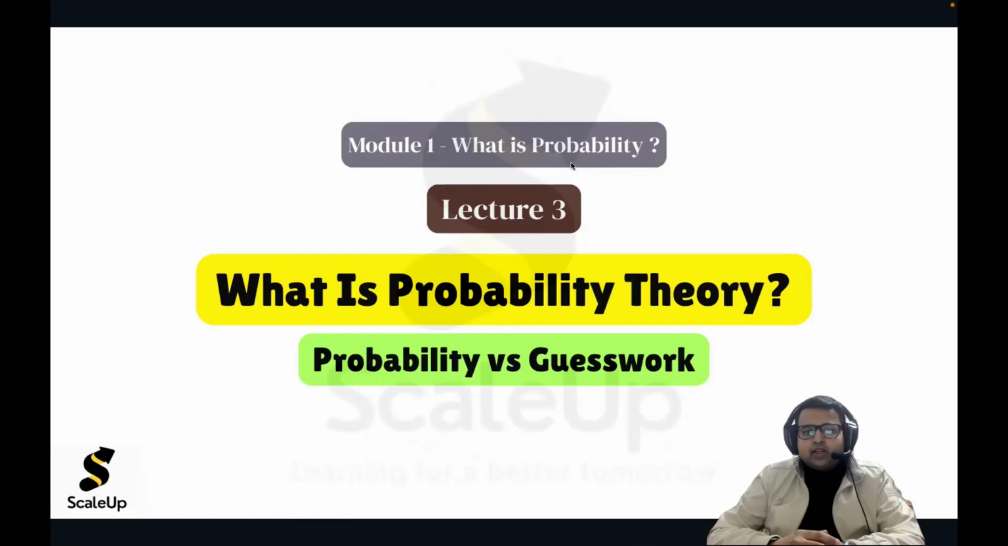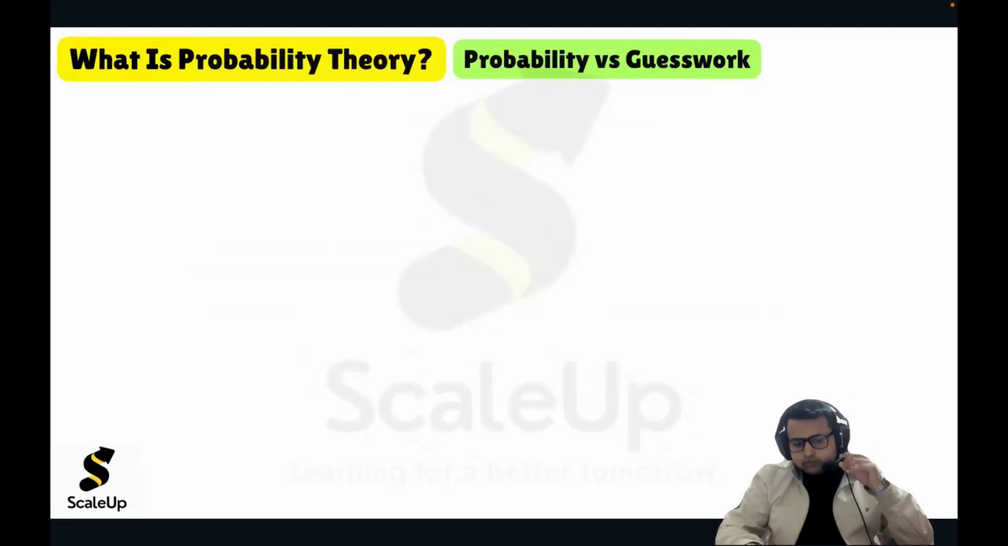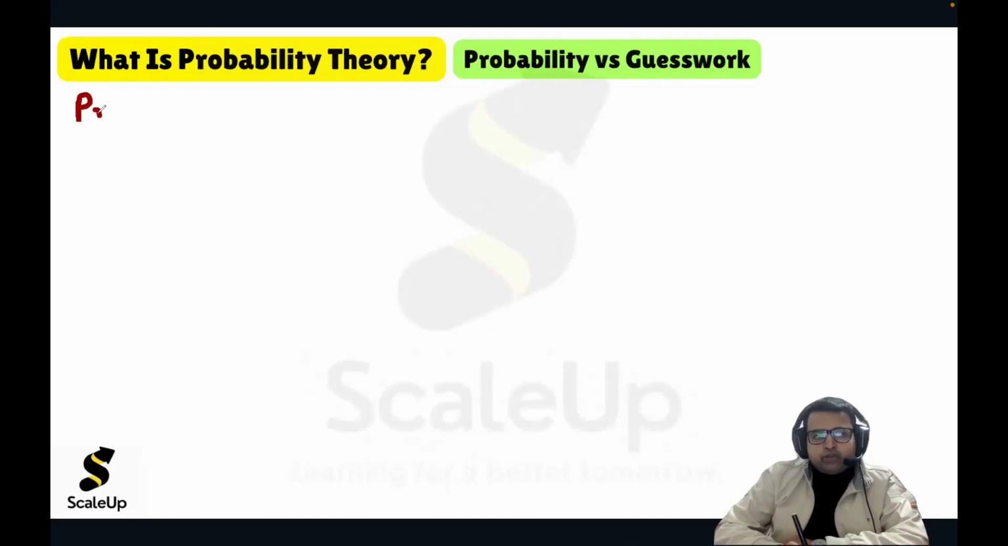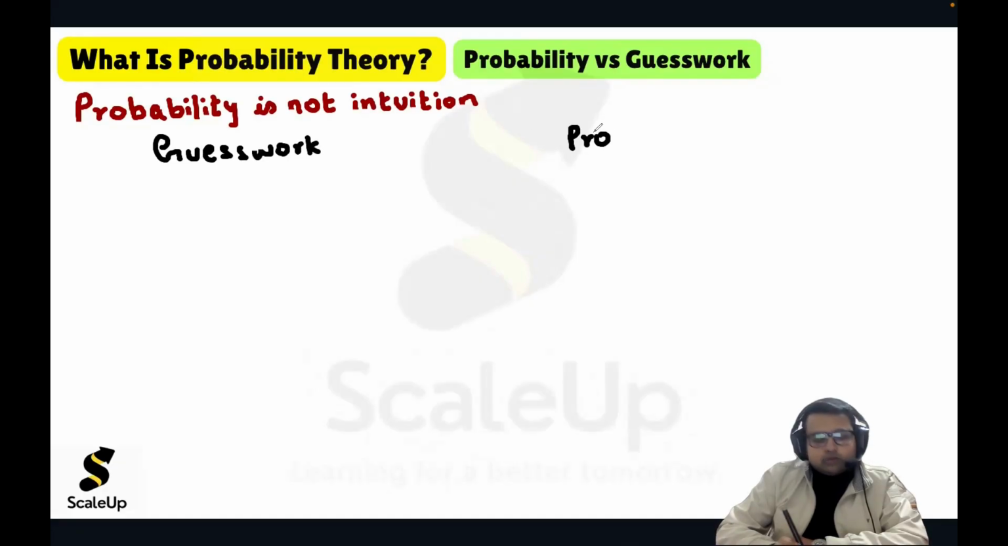Okay, so now let us look at the last topic of this lecture, that is probability versus guesswork. So definitely probability is different from a guess, and that is what we'll discuss. So probability is not intuition. So if we compare guesswork with probability, guesswork talks about feels right, feels wrong, feels safe, feels risky, but probability talks about the numeric nature.